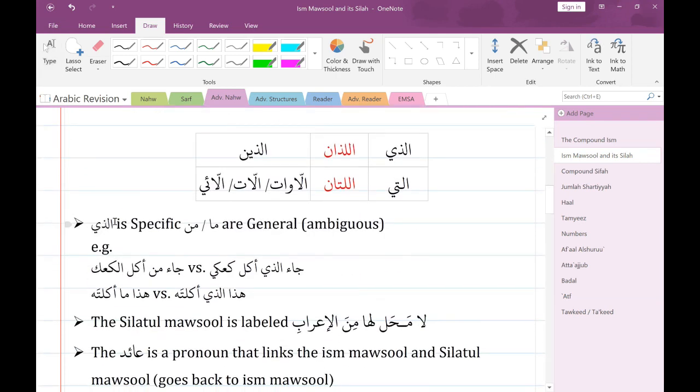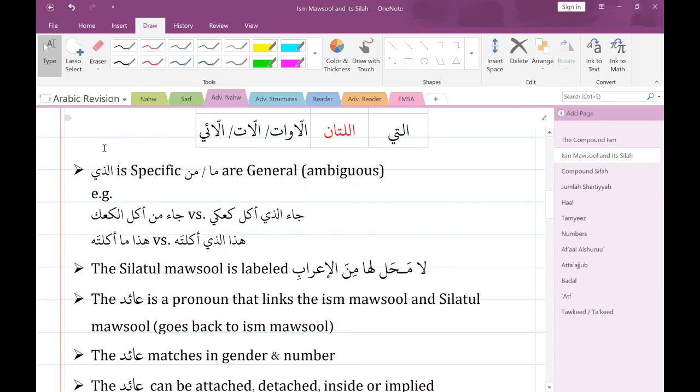So then you have, like I was saying, alladhi is specific. So when I use alladhi, I'm referring to a specific item or a specific thing. I'm narrowing it down to something specifically. Whereas ma and man, they're general, they're ambiguous. I could be referring to anything, not specifically this thing, maybe a genre, maybe an entire species of something. So that's important to know as a distinction, as a balagha benefit, or as a balagha point. Especially in the Quran, when alladhi is used, it's specific. When it's ma or man, then it's more ambiguous.